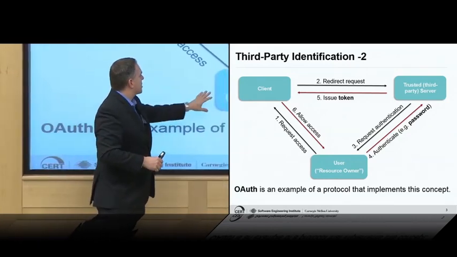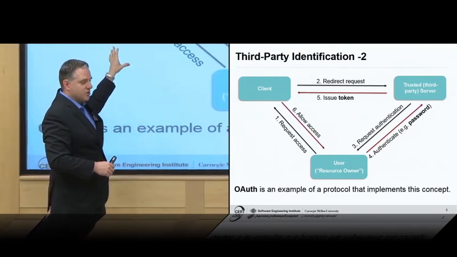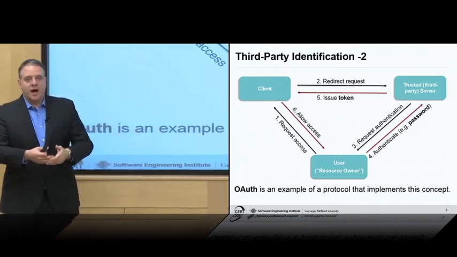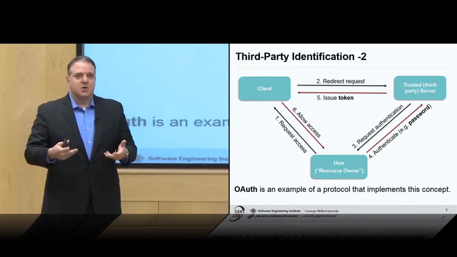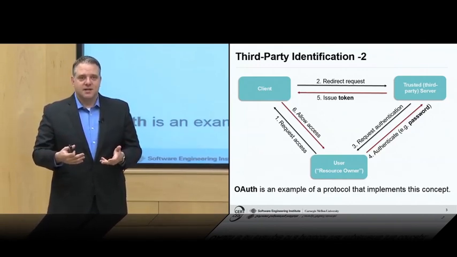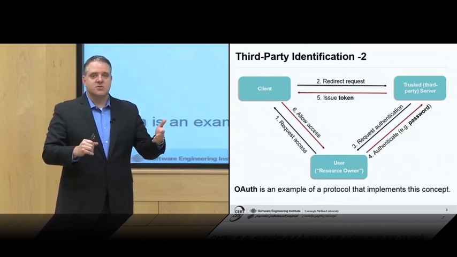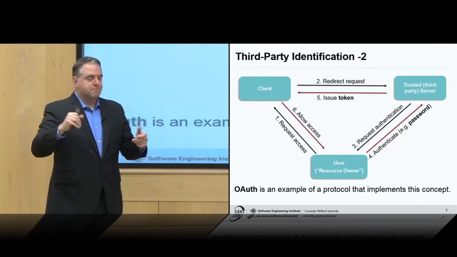So the user is going to send a request access up to the client, up to the original web server up there. The web server is going to go, okay, I don't have my own identity management service, so I'm going to rely on Facebook or something like that. And so I'm going to send the request to Facebook and say, I have Chris trying to log into my website. Facebook, can you authenticate him for me?